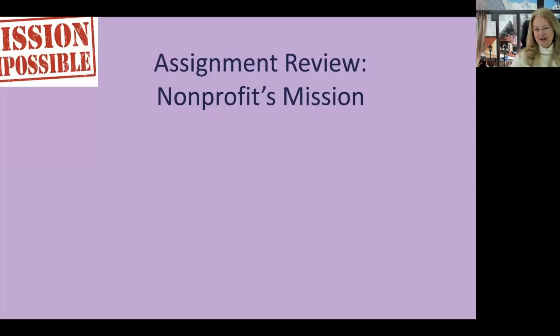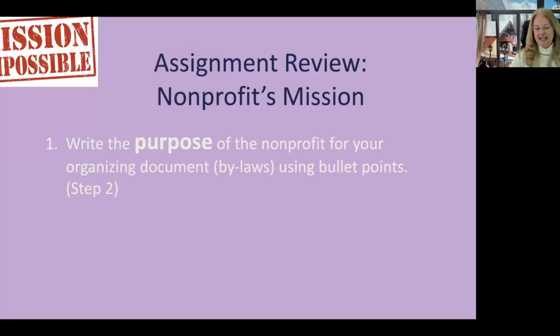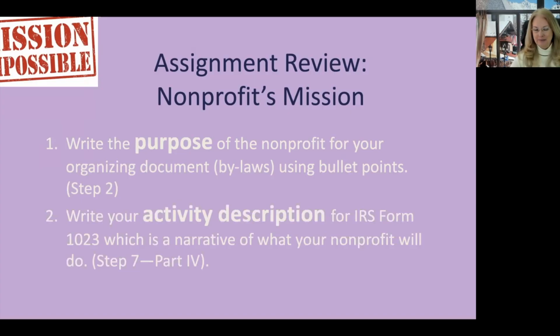First off, let's review your assignment from number 2. So what we asked was for you to write the purpose of what your nonprofit will be doing, and that was for your organizing documents, which are your bylaws, and that was using bullet points. And then the second homework assignment was to write your activity description for the IRS Form 1023, which is a narrative of what your nonprofit will do. So that is step 7, part 4 of the IRS Form 1023.